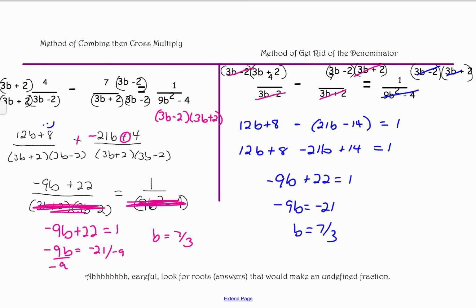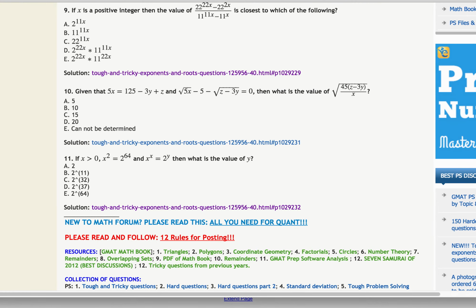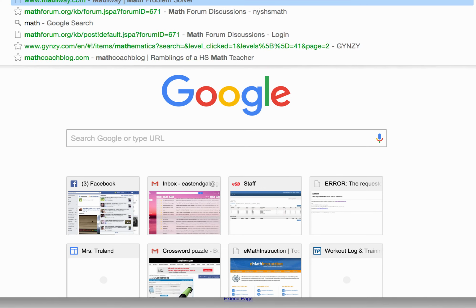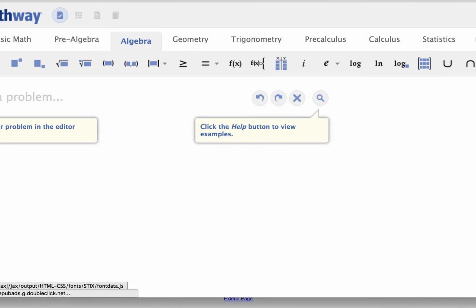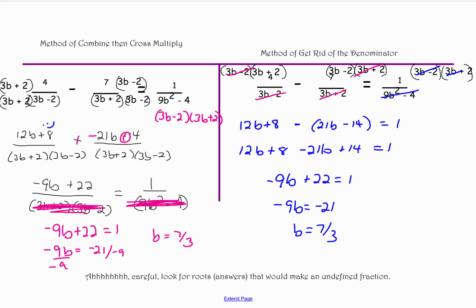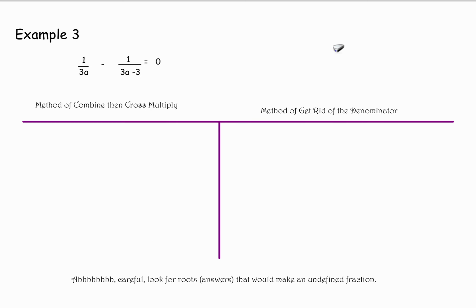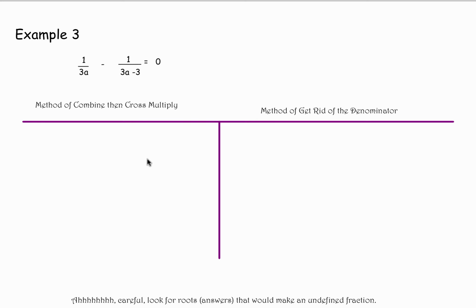And once again, use your friend mathway.com. You can always enter the problem there and check it. We're going to come back to Mathway in a minute. Right here. Let's do both ways and see what happens. All right. Method of combining, then cross multiply.